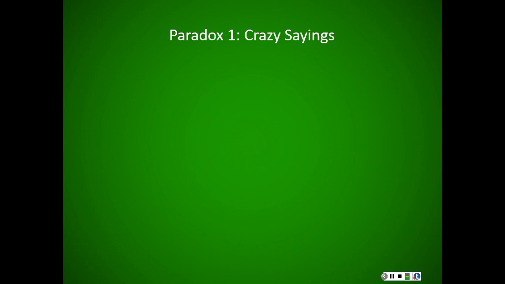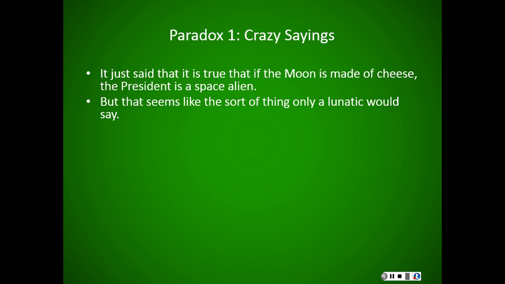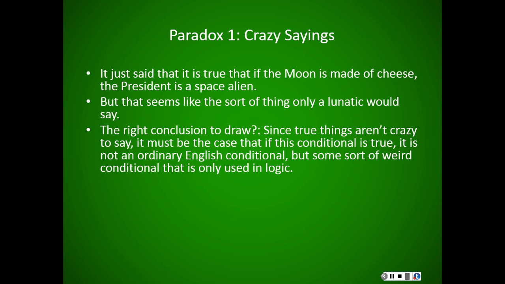But, as I said, this is controversial, and part of the controversy stems from the fact that there are all these paradoxes associated with thinking of English indicative conditionals as material conditionals. So here is one such paradox. I just said that it is true that if the moon is made of cheese, the president is a space alien. But that seems like the sort of thing only a lunatic would say.